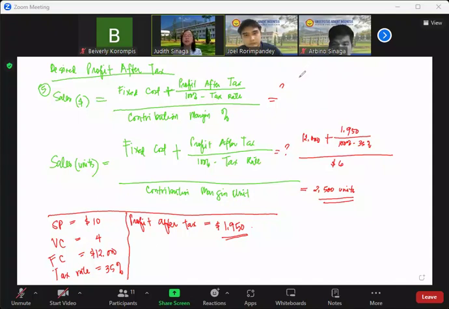Dikali saja. You have 10,000. You have kita plot the data, the given data plus 1,950 over 100% less 35% over contribution margin of 60%. So how much?